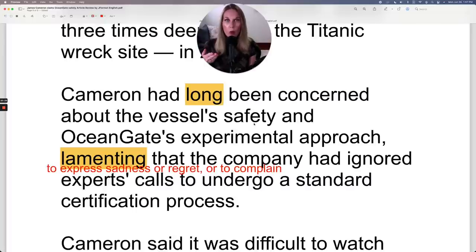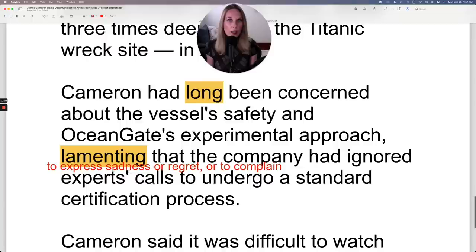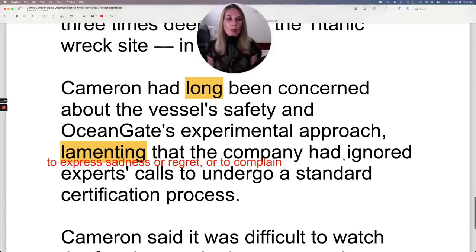Now, I'm letting you know this because context is always key. Because the article already talked about James Cameron expressing sadness or regret, then it's likely that's what lament means in this case. But he's also criticized them. So he could have been complaining about the fact that they didn't follow the safety protocols. So it could be either one, lamenting that the company had ignored experts' calls to undergo a standard certification process.